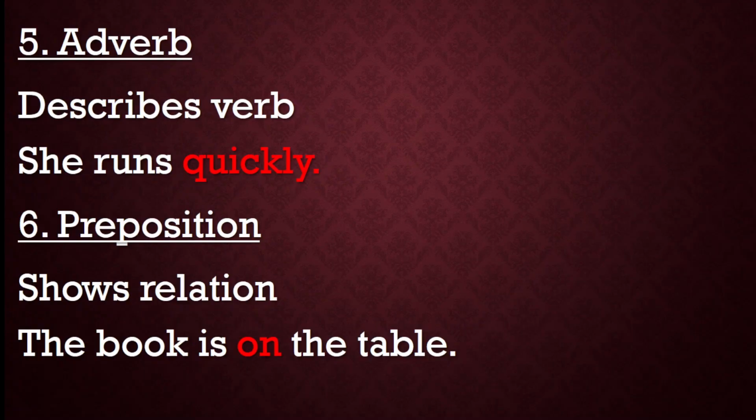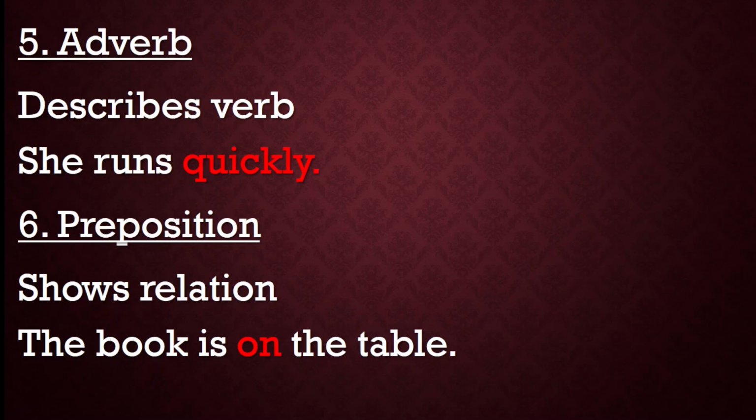Next one is adverb. An adverb describes a verb. For example, she runs quickly. In this sentence, running is an action. Quickly is showing how that running is actually happening. So, quickly is an adverb which is describing run.